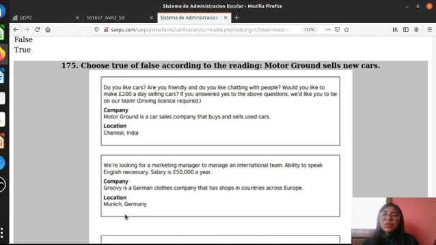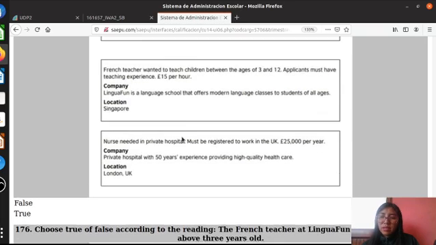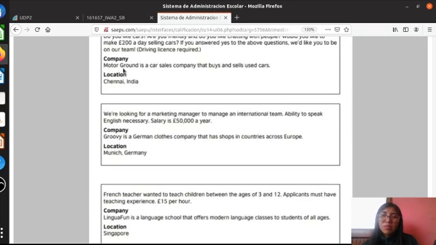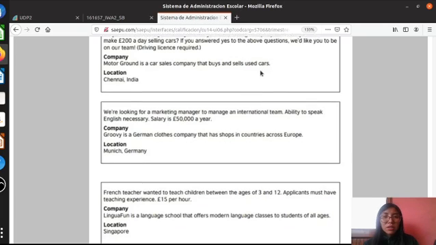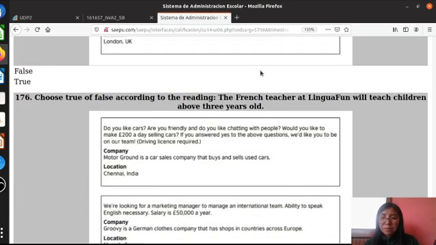Okay, choose true or false according to the reading. Motor One sells new cars. Okay, that is true or false? That is false. Okay, because here you have Motor One is a car sales company that buys and sells used cars. So pay attention. Okay, be careful on that.